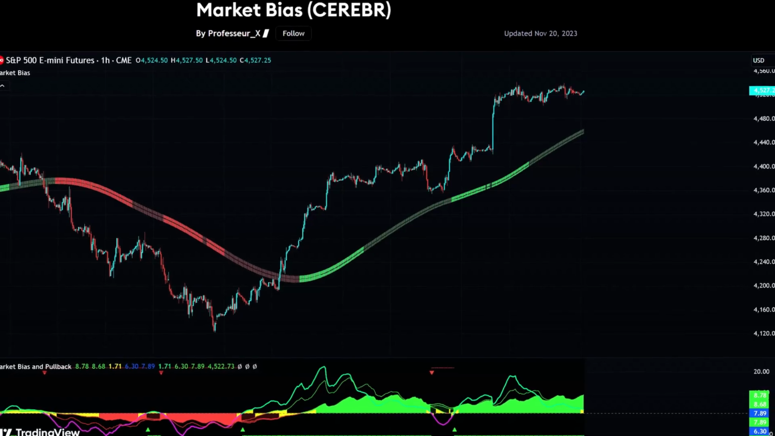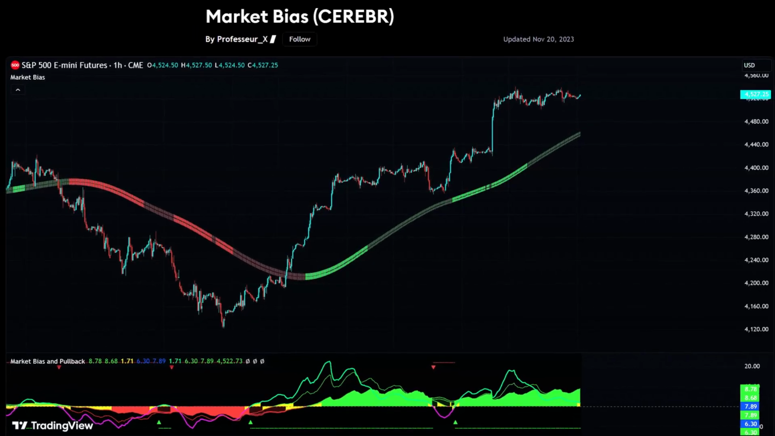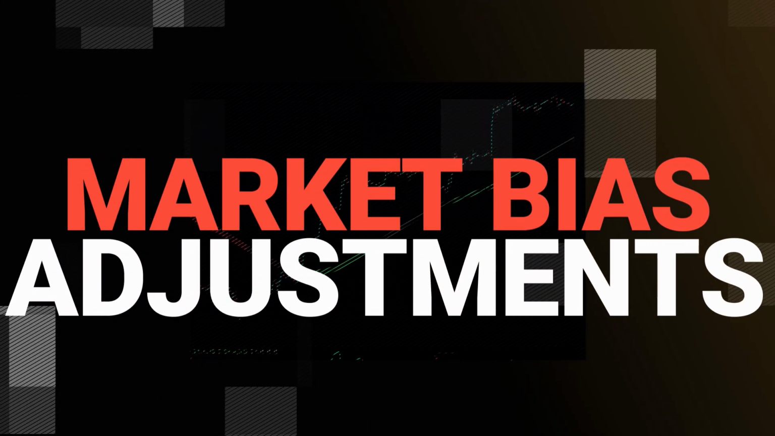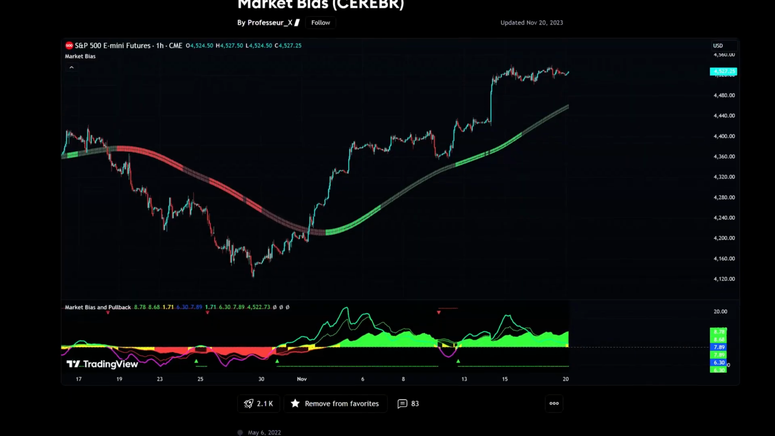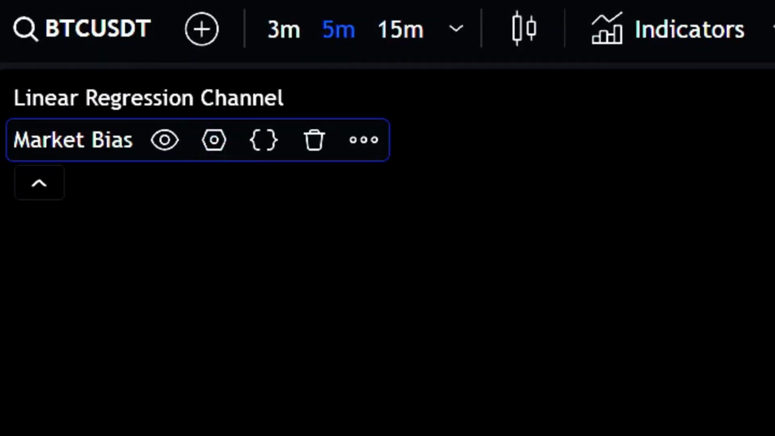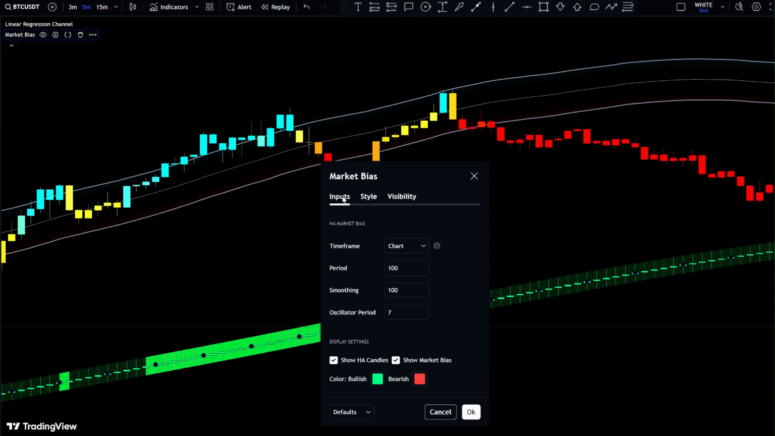Alright, we've got the market bias indicator on our chart, which is great, but just like with the linear regression channel, we need to make a few tweaks to optimize it for our strategy. Think of it as fine-tuning an instrument to get the perfect sound. So let's dive into the market bias indicator settings.